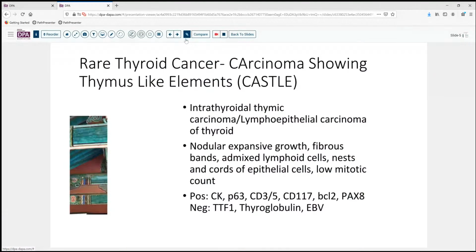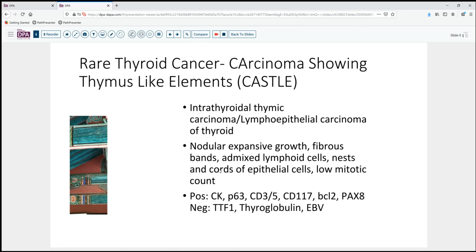So this is actually an unusual thyroid cancer, lymphoepithelial-like carcinoma or intrathyroidal thymic carcinoma, which has also been termed carcinoma showing thymus-like elements, or the nice catchy acronym CASTLE. It does tend to have this nodular expansive growth with a few areas of fibrous bands and moderate numbers of admixed lymphoid cells, the nests and cords of epithelial cells, but usually these have a fairly low mitotic count. Now, we couldn't see very many mitoses in those slides.